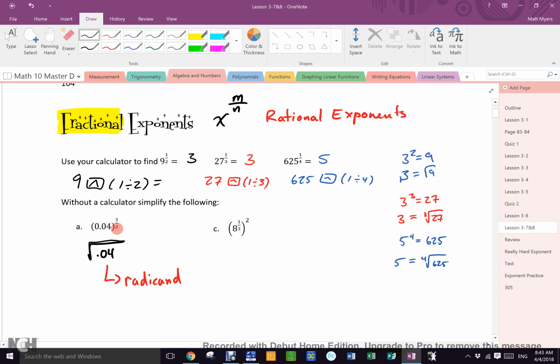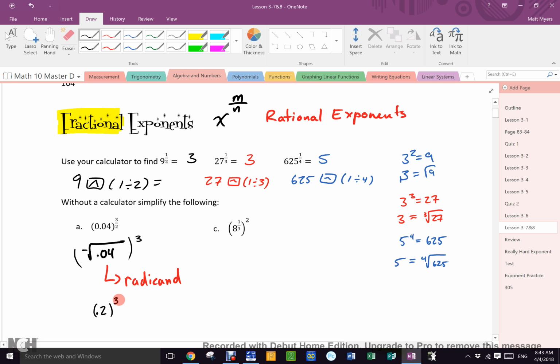Where does the denominator go? It becomes the index. And where did the numerator end up? It becomes the power. Everybody cool? So first I need the square root of 0.04. What is it? Most of you are going to use your calculator for that, but you shouldn't need to. What's the square root of 4? 2. So it's 0.2.